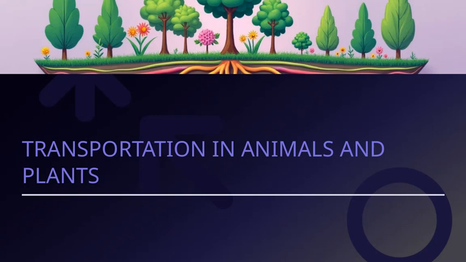Today we're going to explore an interesting topic, transportation in animals and plants. On this first slide, we see the title of our presentation. We'll be discussing how different organisms move nutrients and other substances within their bodies. Over the next few slides, we'll look at the systems involved and how they help keep these living things healthy and functioning. So let's get started.